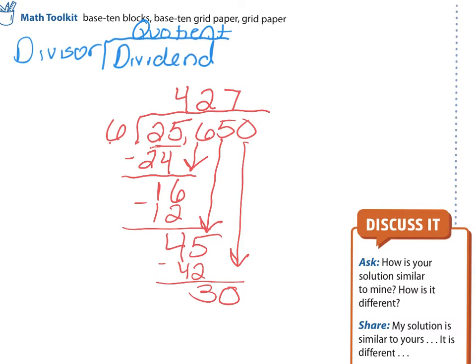6 times what is 30, or gets close to? 6 times 5, which is 30. I'm going to subtract, get 0. I've used all my numbers. I have nothing left over.